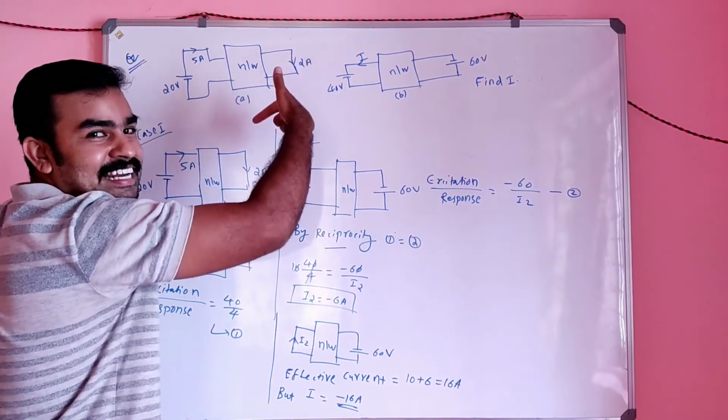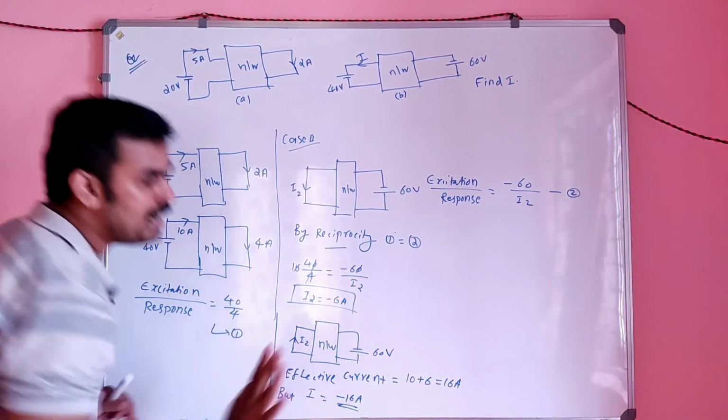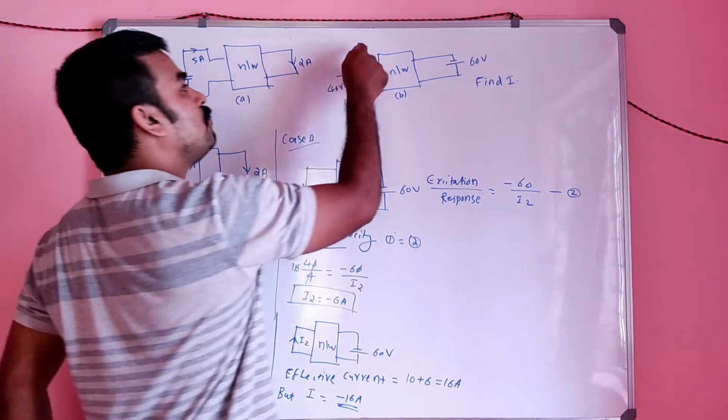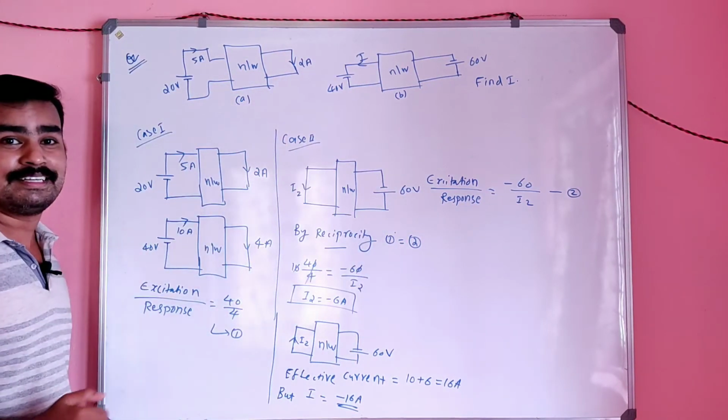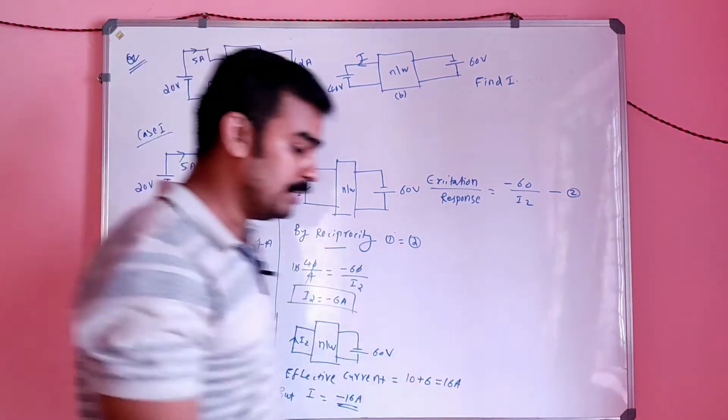It is in the left side direction. That I will be minus 16. The effective current will of course be 16 ampere, but we have to find that current I first. So that I will be minus 16.